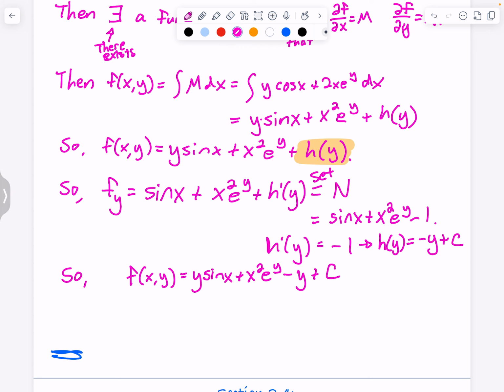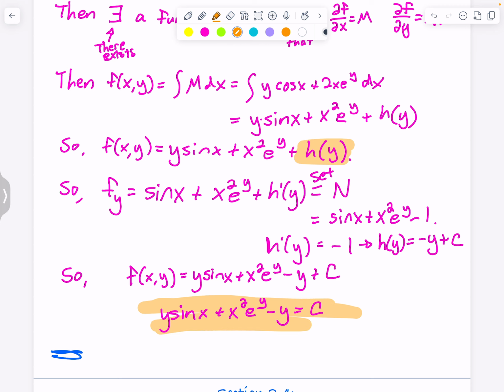But to get our solution, and I know you're going to be like, why isn't it... here, let me get to it. y sine x plus x squared e to the y minus y, and we're going to say equals c. But you might be like, why wouldn't it be -c? Well, -c is just a different constant. We haven't defined that constant at all. So this is our solution to the diffy-q.